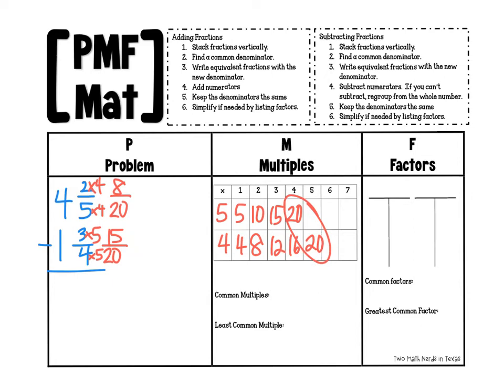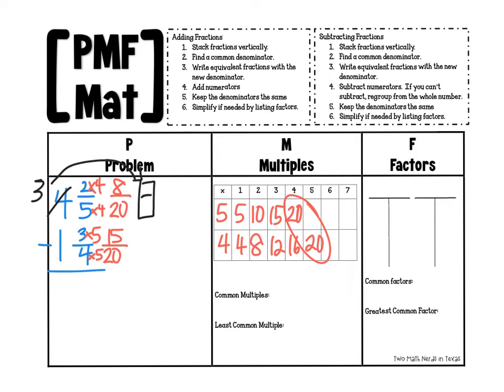So I'm going to have to come over here and I'm going to have to regroup. So let me grab a different color here. Okay, so we're going to come to our whole number and we are going to regroup. We're going to borrow 1 from my 4 and I'm going to have 3 left. And that 1 that I borrowed, I'm going to bring back over here as a whole number.